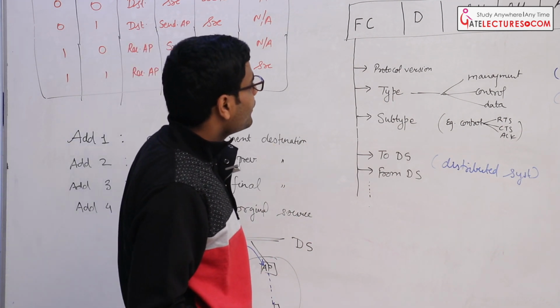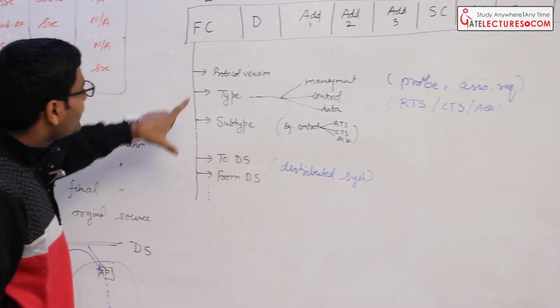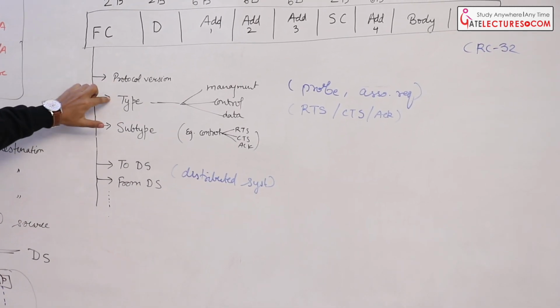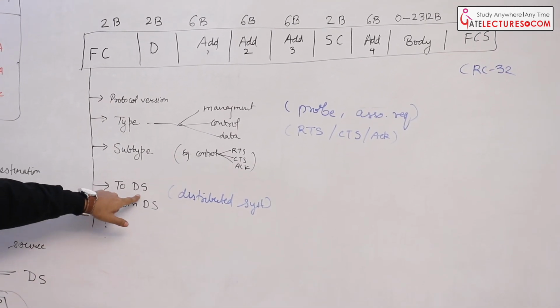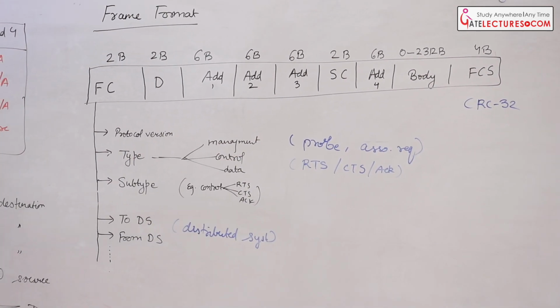Please don't mug up these frame fields and all these bytes. You just need to get the feel. There are some types, subtypes, there are the To DS bit and From DS bit, and the addresses are placed accordingly. You need to know that part only.